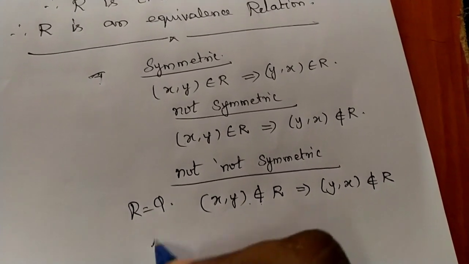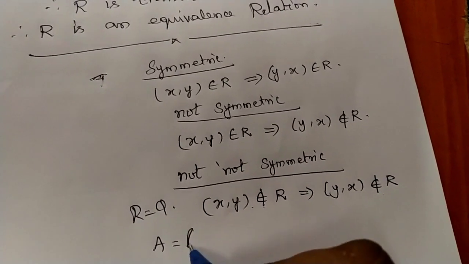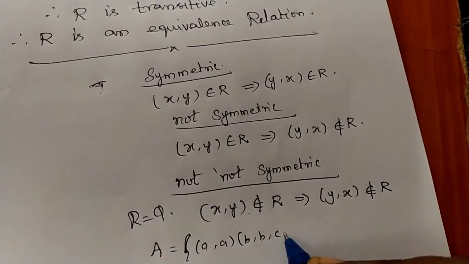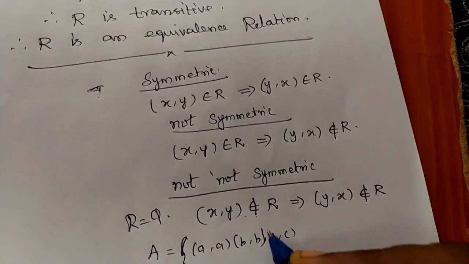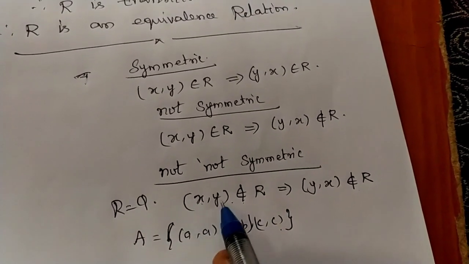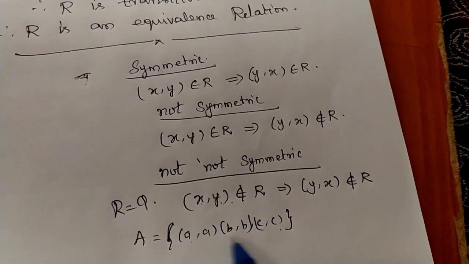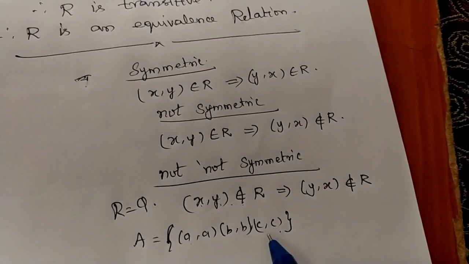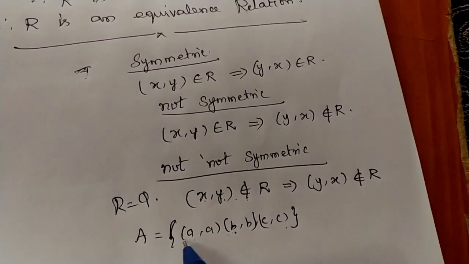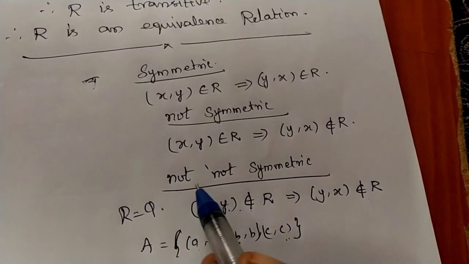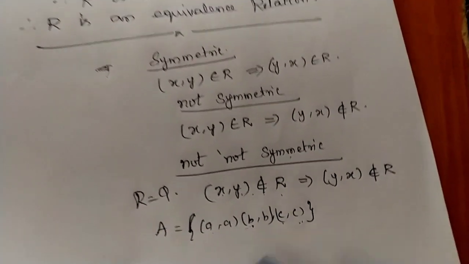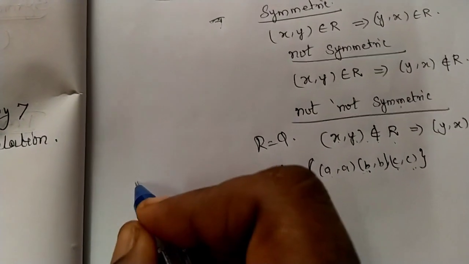Suppose in a set A, only (a, a), (b, b), (c, c) are there. This one is reflexive, but there is no pair like (a, b) or (b, c) in this set. Then this one is not of not symmetric. Reflexive is satisfied, and not of not symmetric is also satisfied. This one is symmetric. Understand or not?